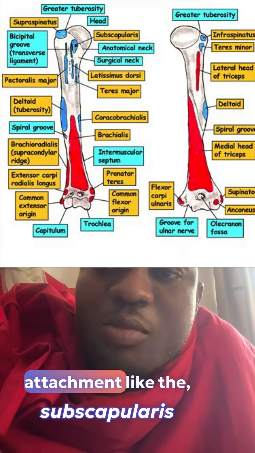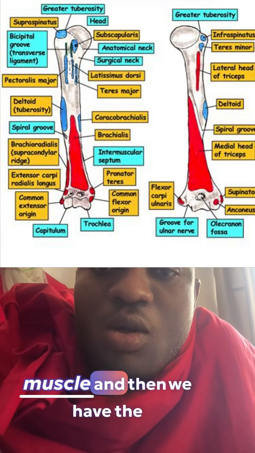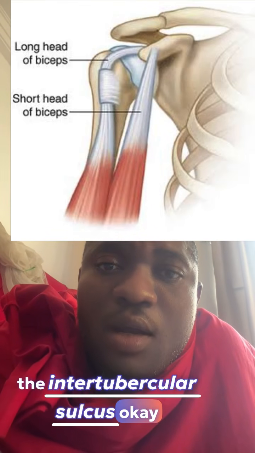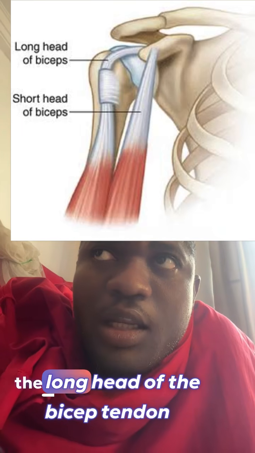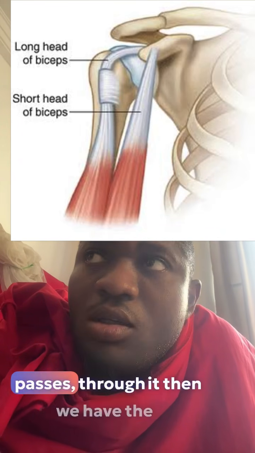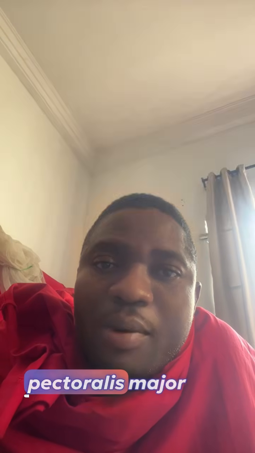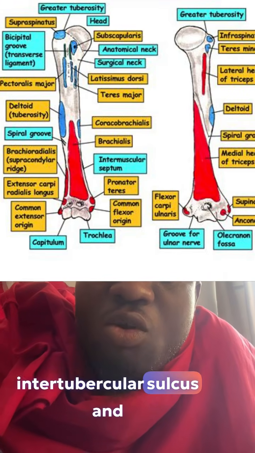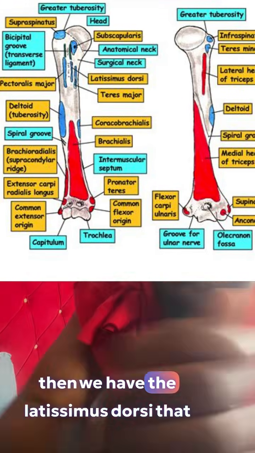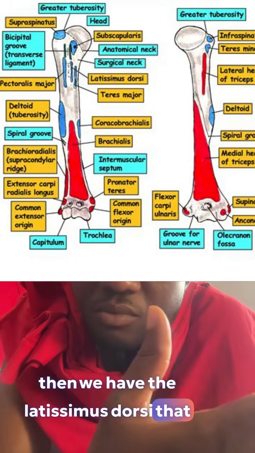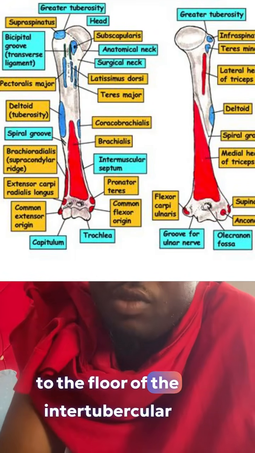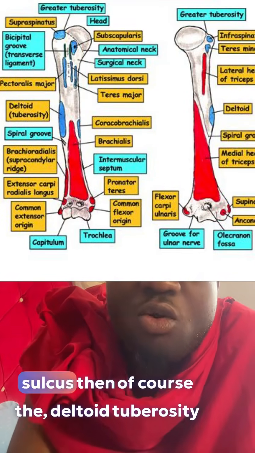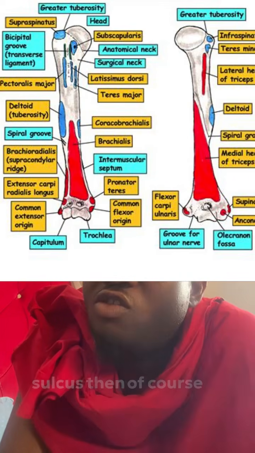We have muscular attachment like the subscapularis muscle, and then we have the intertubercular groove, also known as the intertubercular sulcus. The long head of the biceps tendon passes through it. Then the pectoralis major muscle attaches to the lateral lip of the intertubercular sulcus, and the latissimus dorsi attaches to the floor of the intertubercular sulcus. Then, of course, the deltoid tuberosity in the shaft.